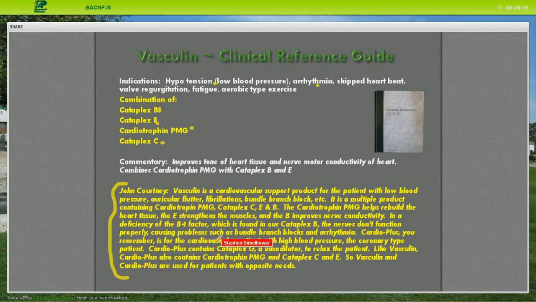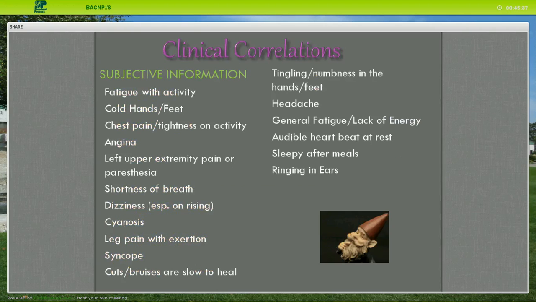Cardio Plus, you remember, is for the cardiovascular patient with high blood pressure, the coronary type patient. Cardio Plus contains G, which is a vasodilator to relax the patient. Like Vasculin, Cardio Plus also contains the protomorphogen C and E, so Vasculin and Cardio Plus are useful for patients with opposite needs. I don't know that I would go so far as to say opposite needs, but definitely differing needs. So let's bring it back to the patient.